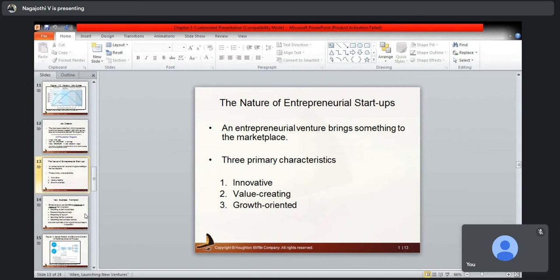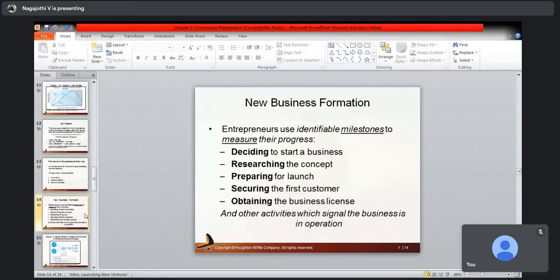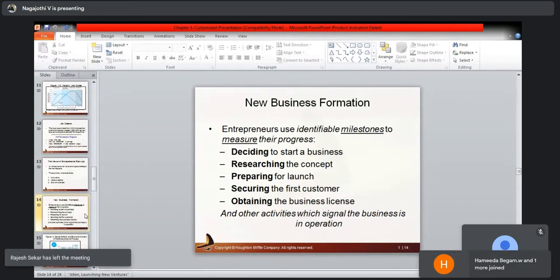So there are three primary characteristics. One is innovative, then value creating, then growth oriented, and a new business formation. Entrepreneurs use identifiable milestones to measure their progress: deciding to start a business, researching the concepts, preparing for launch, securing the first customer, obtaining the business license, and other activities which signal the business is in operation.